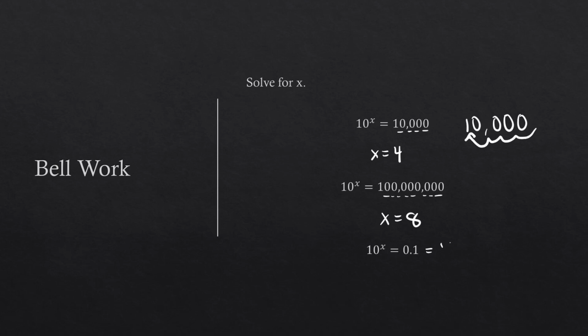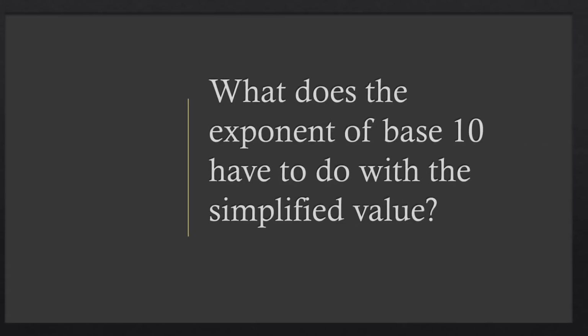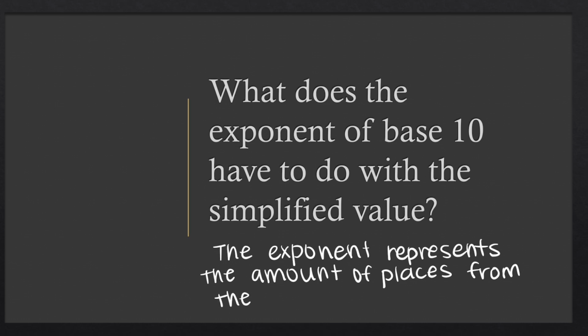The last one is a decimal, but the same principle applies. 0.1 is actually 1/10, which is 10 to the negative 1. And we'll get more into decimals later. This one was kind of tricky because we can't really just count the zeros quite as well. Anyway, the exponents of 10 and the simplified value have a lot to do with each other. The exponent represents the amount of places from the decimal.